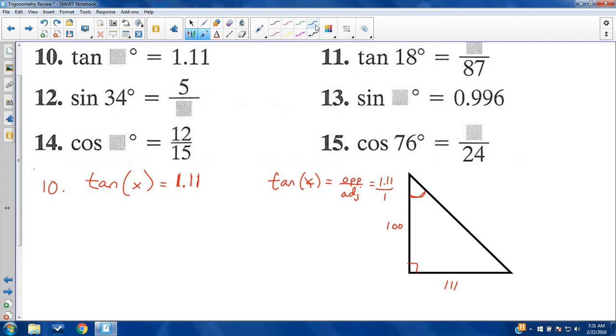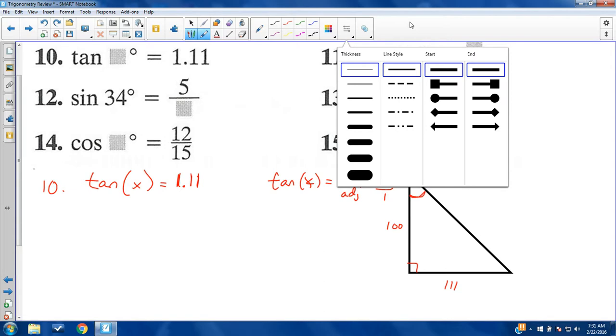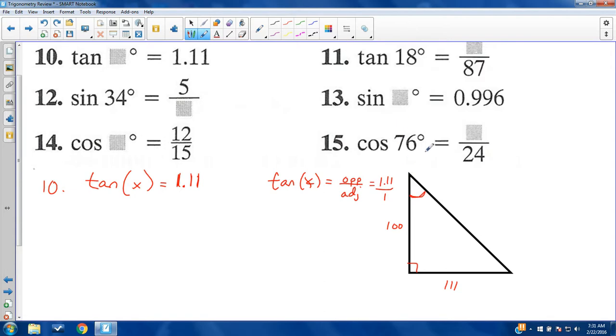Now, what does all of this have to do with anything? Well, that, and also double checking your work. I know that my angle will be greater than 45 degrees. Here's how I know this.